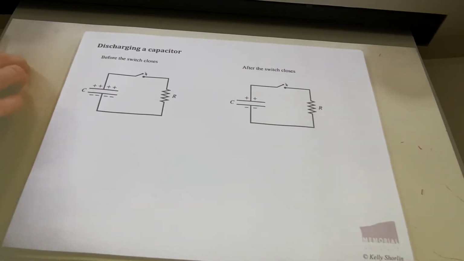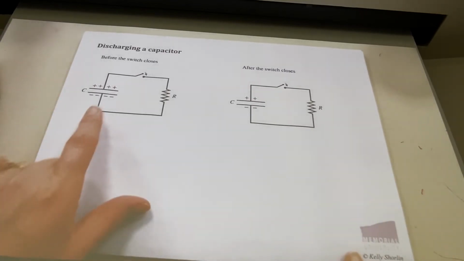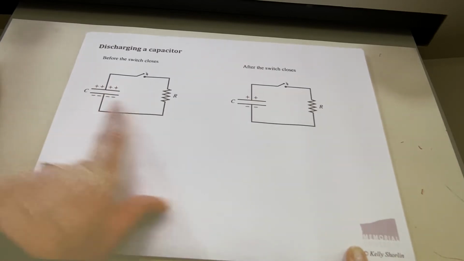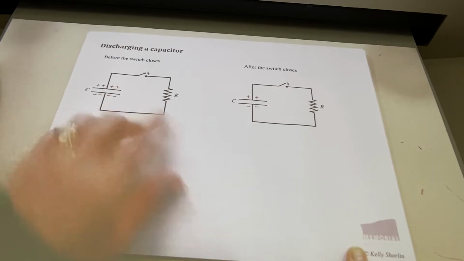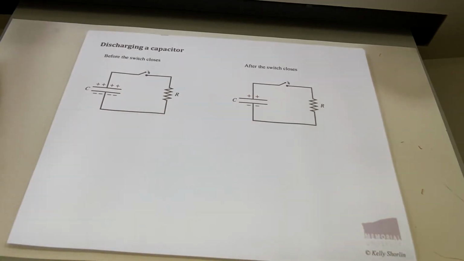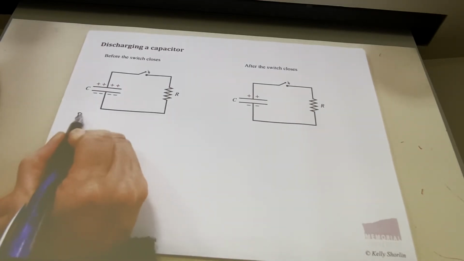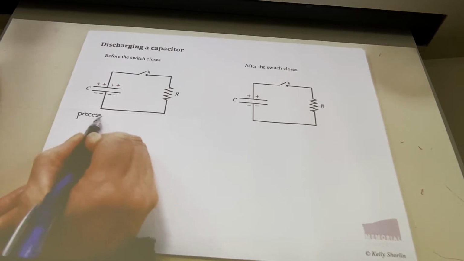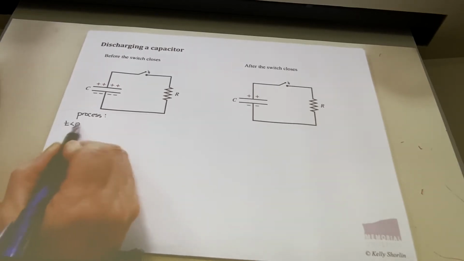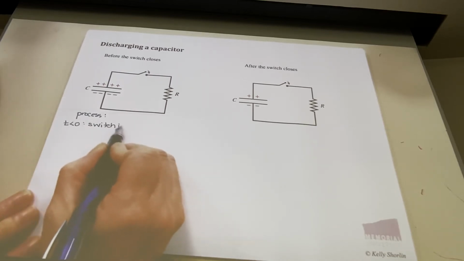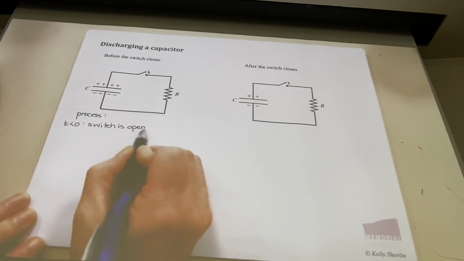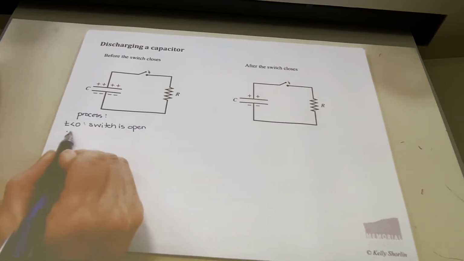In a discharging capacitor, we start with a circuit with a fully charged capacitor. We connect it to a resistor and we put in a switch that we can open and close as we see fit. So here's our circuit for a discharging capacitor. Let's look at the process, what happens over time. In the beginning, for t less than 0, the switch is open. The capacitor is fully charged.